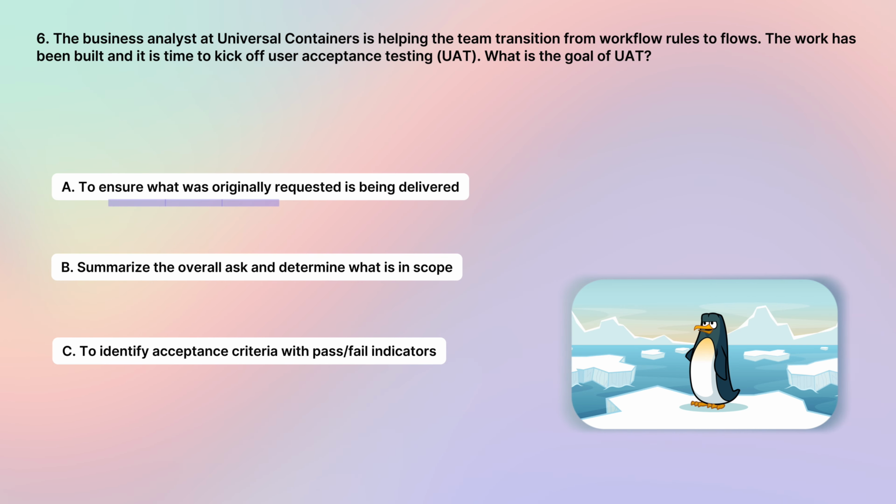A is the correct answer because user acceptance testing, UAT, is performed to ensure that the system meets the requirements and expectations of the business users. It is done to validate that the solution delivered meets the original requirements and that it is fit for purpose. Option B is incorrect because UAT is not used to summarize the overall ask or determine what is in scope, but rather to validate the solution against the original requirements. Option C is partially correct, as identifying acceptance criteria with pass-fail indicators is indeed a component of UAT. However, it doesn't fully capture the overall goal of UAT, which is to ensure that the delivered solution meets the original requirements and is fit for purpose.